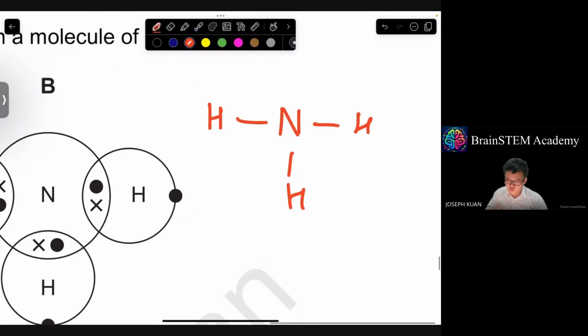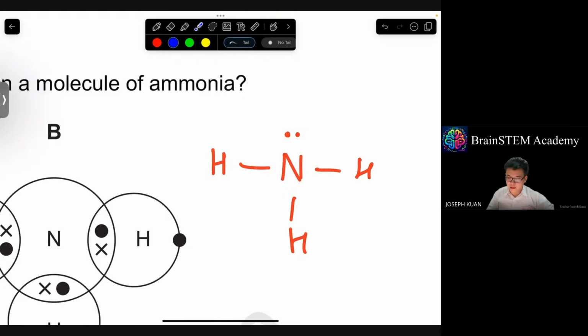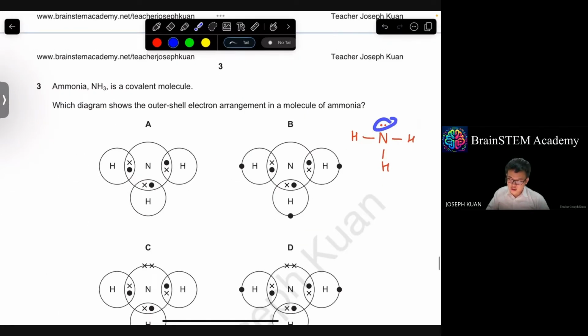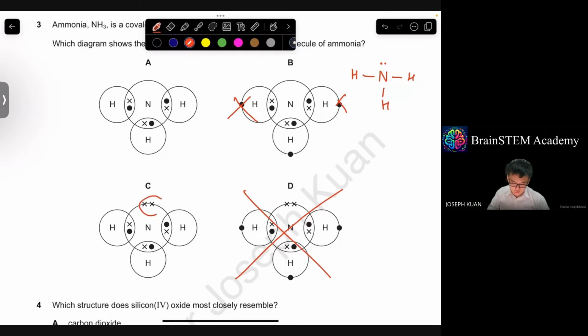However, you should know that group 5 has 5 valence electrons. It will use up 3 for sharing, remainder 2. Hydrogen only has 1 valence electron. It will use it fully, so hydrogen won't have any valence electrons left. But nitrogen will have 2 valence electrons not being used in the sharing process. So C is the answer.